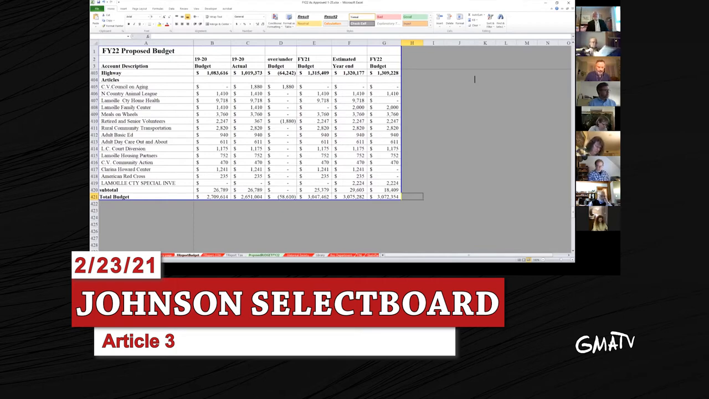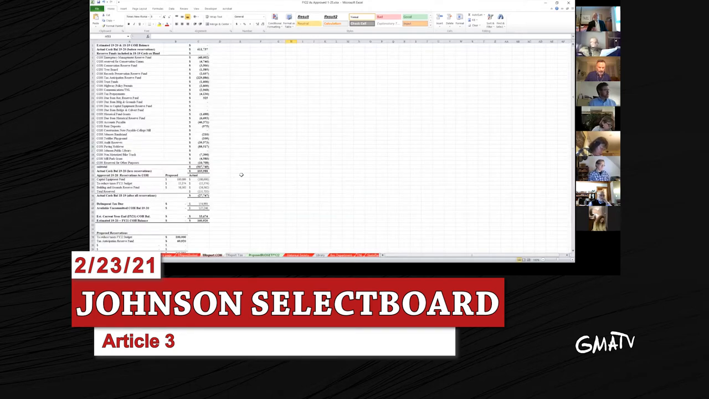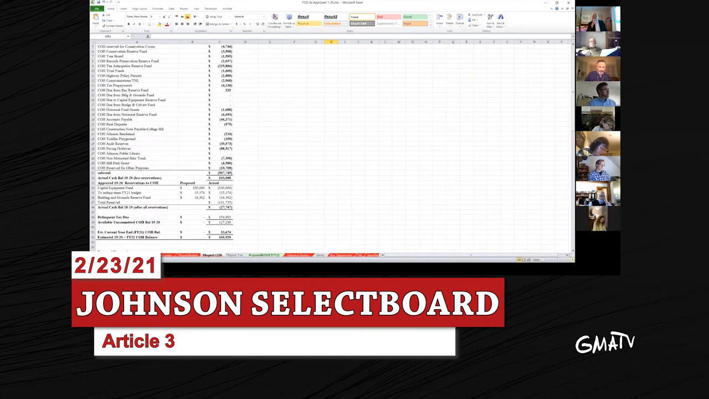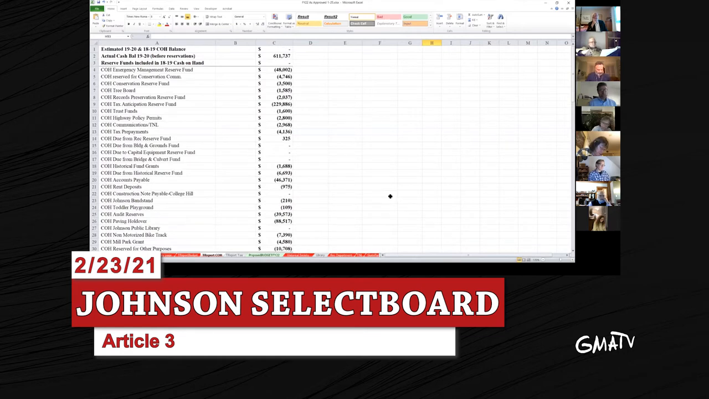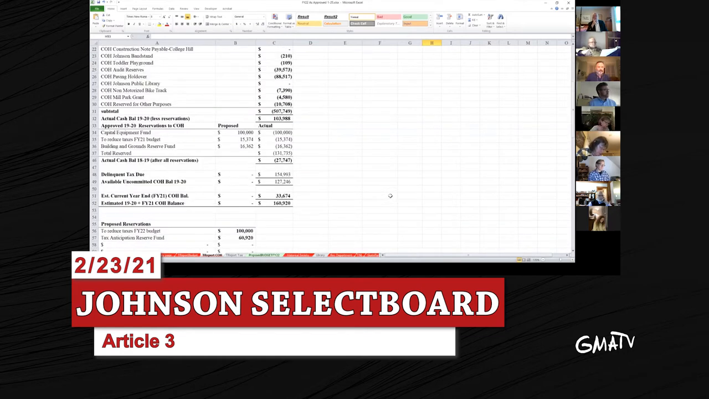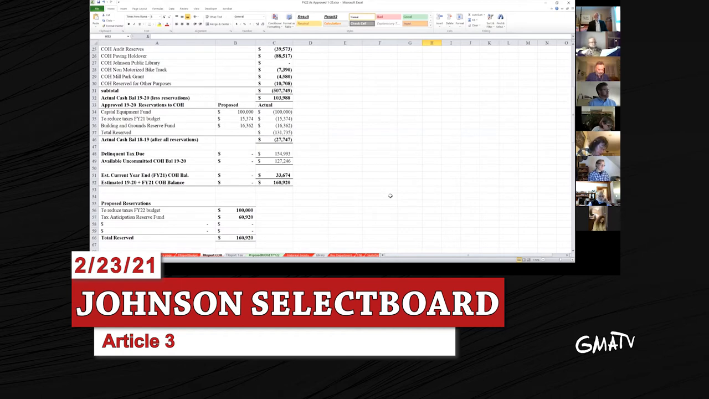It's just all of the reserve cash on hand and where some of it's reserved out. I'm going to have to blow that up a little bit. And I just wanted to note down the very bottom under proposed reservations, it shows to reduce taxes FY22 budget, 100,000. That's the 100,000 we showed being brought in to reduce the amount to be raised by taxes. And if we continue on a couple of pages, page 31, which is the estimated tax rate.